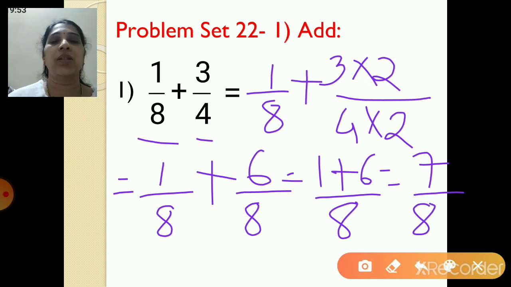So students, you can see that it is the same process of what we had done for converting the unlike fraction into like fraction. So here also we have done the same thing. Unlike fraction we have converted into like fraction and then we have added it. Let's move to the next one.